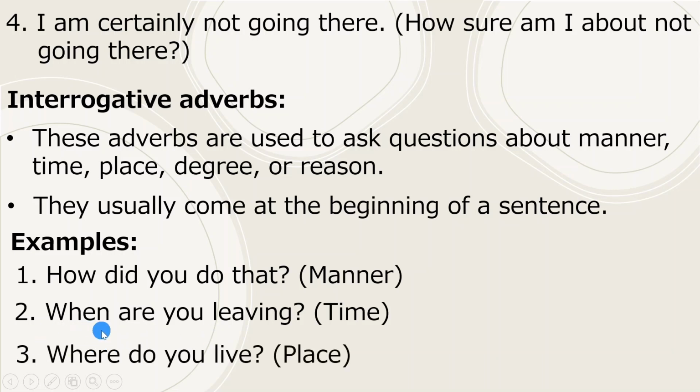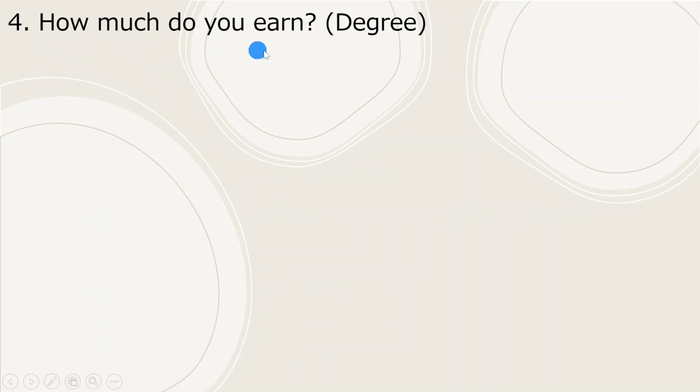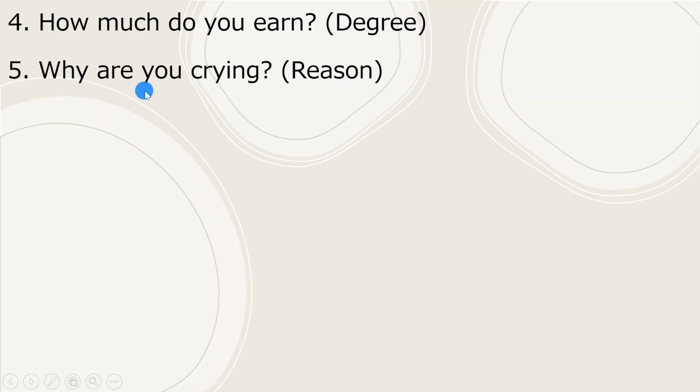Then number three, where do you live? The word where is an interrogative adverb that is used to ask about the place. Then number four, how much do you earn? How is trying to find out the degree of the money that someone earns. Then number five, why are you crying? Why is an interrogative adverb which is trying to find out the reason the person is crying.